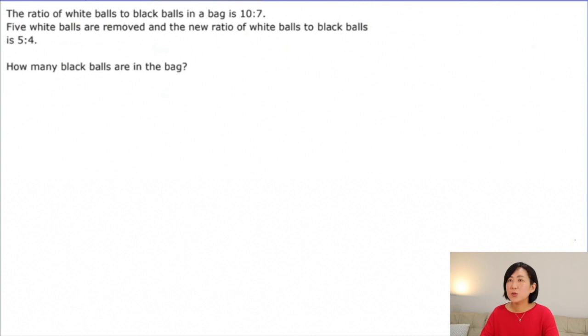Let's get started. The ratio of white balls to black balls in a bag is 10:7. 5 white balls are removed, and the new ratio of white balls to black balls is 5:4. How many black balls are in the bag?